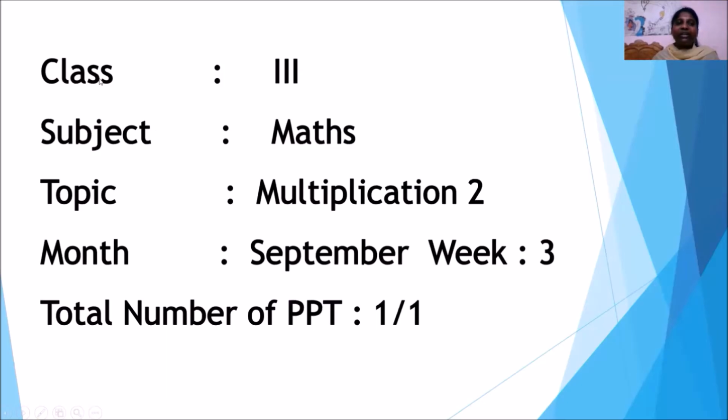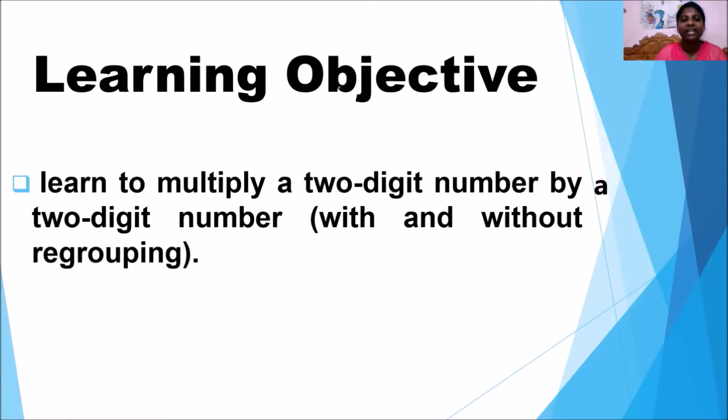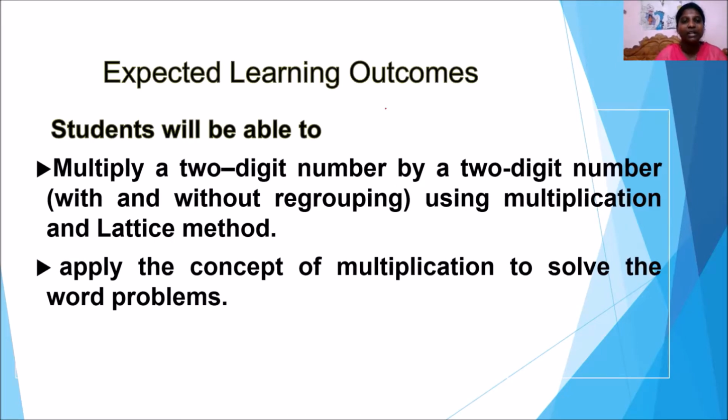We are going to learn class 3 subject maths, topic multiplication 2, month September, week 3, total number of PPT 1 by 1. Learning objective. Children, you will learn to multiply a two-digit number by a two-digit number with and without regrouping. Expected learning outcomes. Children, at the end of the session, you will be able to multiply a two-digit number by a two-digit number with and without regrouping using multiplication and lattice method. Apply the concept of multiplication to solve the word problems.